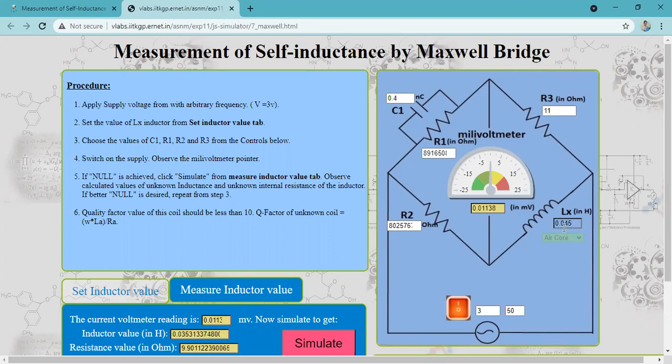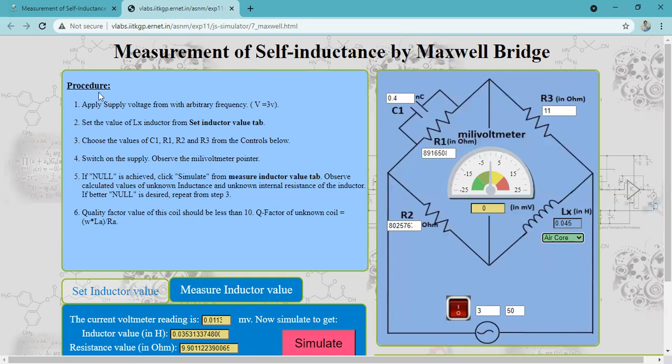The LX is 0.045. Now here I will switch off the battery. You can see you can select two different types of coil. One is air core and the second one is iron core. So let us select air core and we'll do one reading.